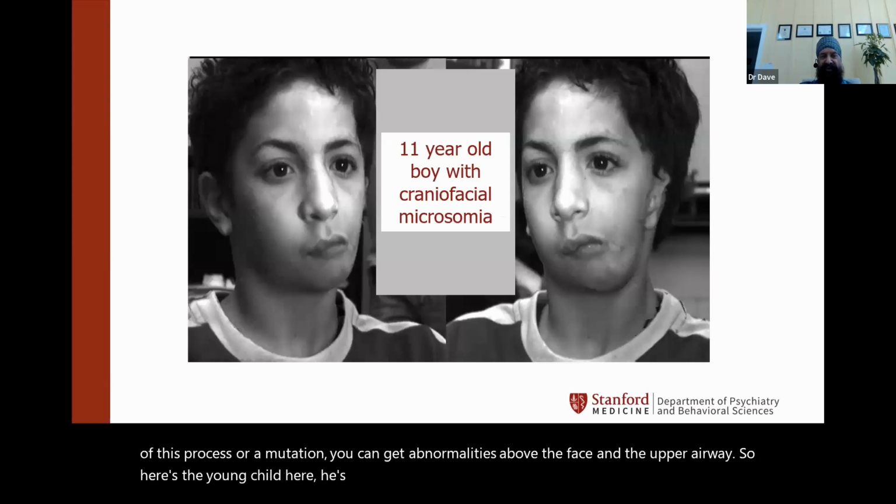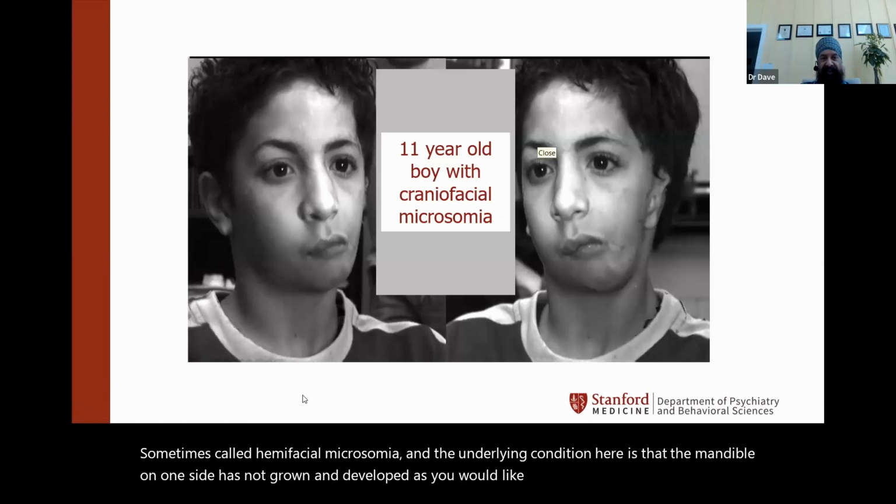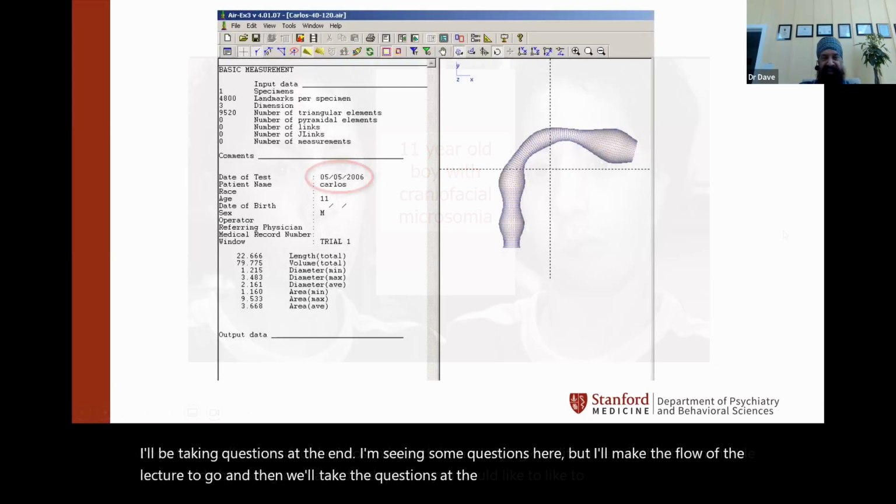So here's a young child. He's got a condition called craniofacial microsomia, sometimes called hemifacial microsomia. And the underlying condition here is that the mandible on one side has not grown and developed as you would like to say.